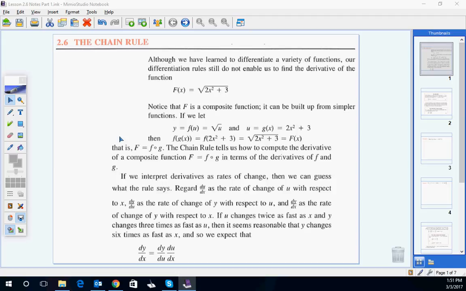The chain rule, part 1. Although we learned to differentiate a variety of functions, our differentiation rules still do not enable us to find the derivative of this function.